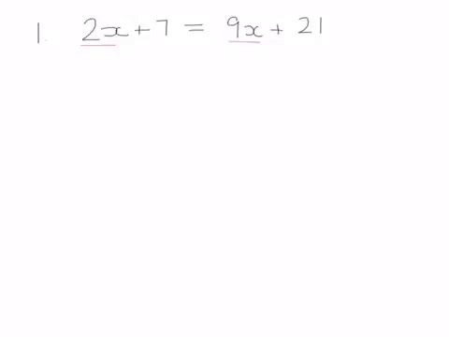Now, I always take the smallest one. So I'm going over to the 2x. How do I get rid of a 2x? I have to subtract 2x. Whatever I do to one side, I do to the other. So on the left-hand side, the 2x's actually cancel, and all I'm left with is the plus 7, or just a normal 7. Then on the right-hand side, I've got this 9x minus 2x, which is 7x, and then the plus 21 is tagged on the end.